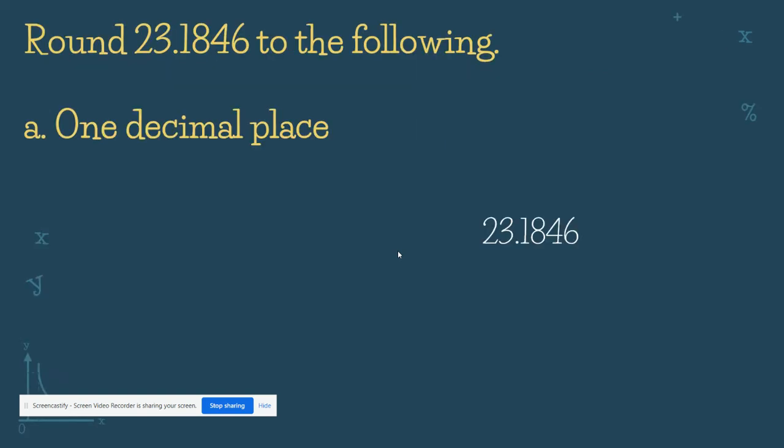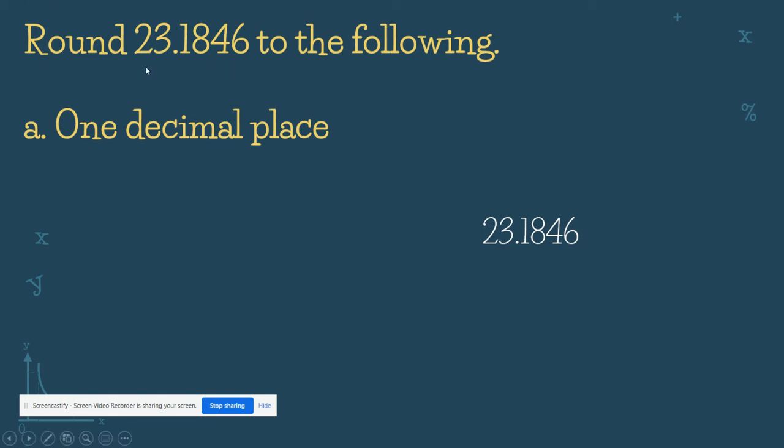Now, if we're going to be rounding a number, I want to tell you something that's interesting. The digits after the decimal point are tenths, hundredths and thousandths of something. So when you're reading a decimal like 23.1846, you say 23 point and then 1846. Don't try and say it as a whole number, because it's not a whole number.